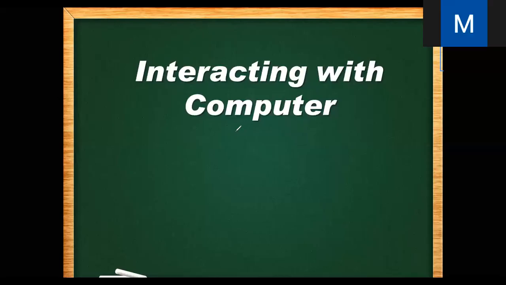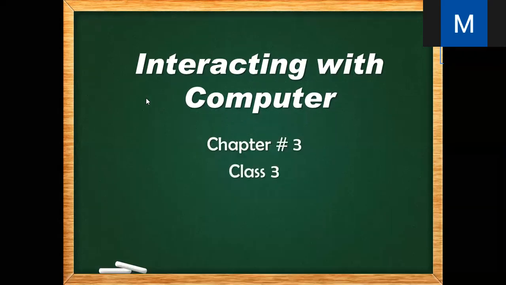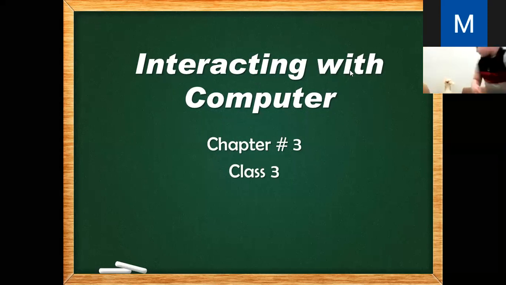Today we are going to start our new lesson, the new chapter. The name of the chapter is Interacting with Computer. It's chapter number 3 for class 3. So let's begin our lesson.